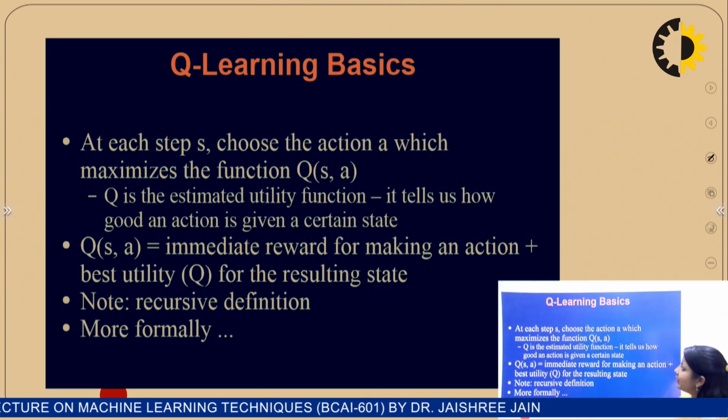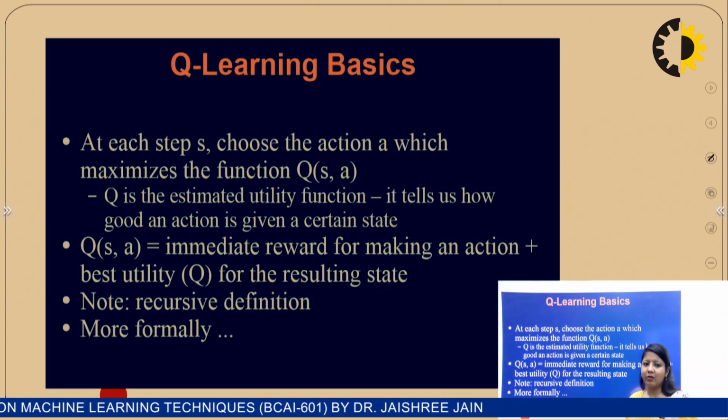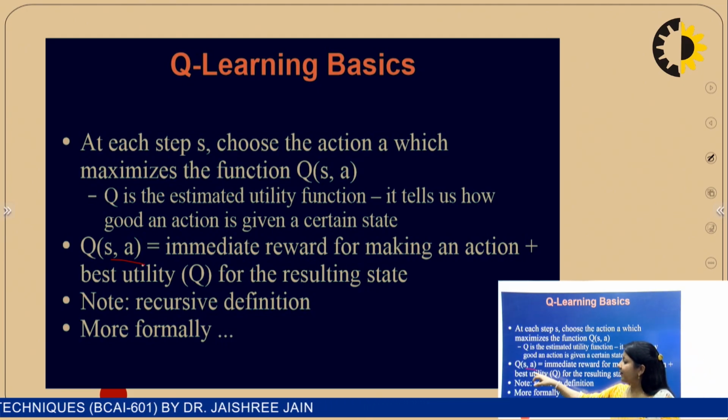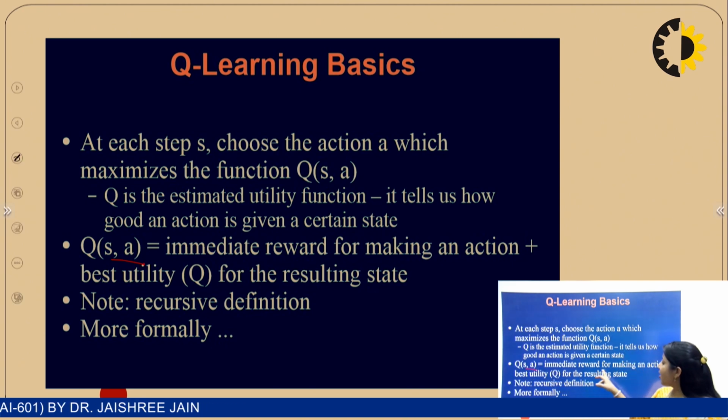So next is Q learning. Q learning is an algorithm of reinforcement learning. How does it work? It has some steps actually. Here we have some arguments like the state and action set, and the immediate reward for making an action plus the base utility. Q means quality learning actually.